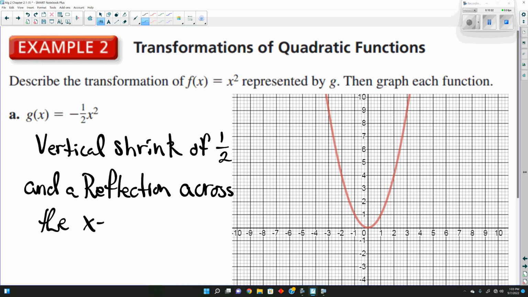Yes. If it's inside parentheses, it's across the y. If it's outside parentheses, or there are no parentheses at all, it's across the x. Really, if it's inside parentheses, it's y. If it's not inside parentheses, it is x. Any questions on this here?